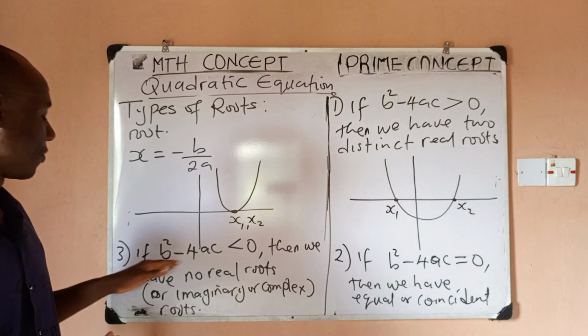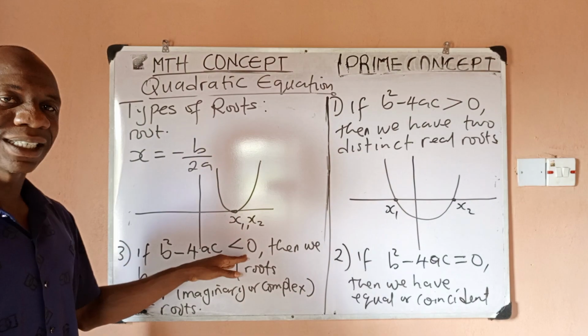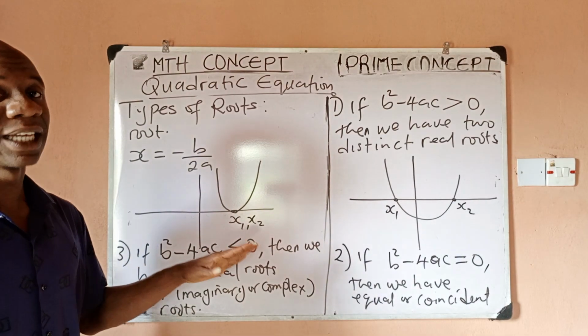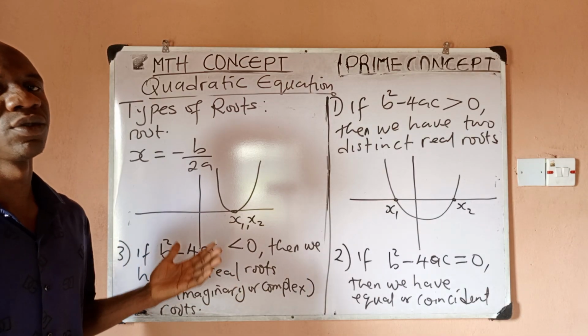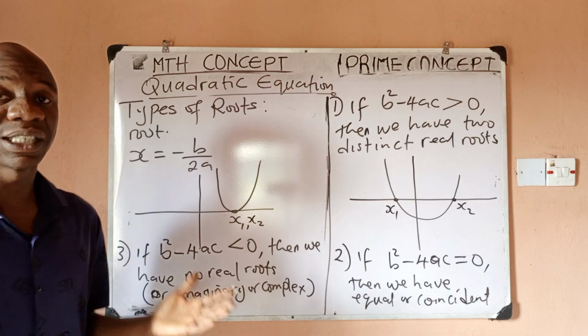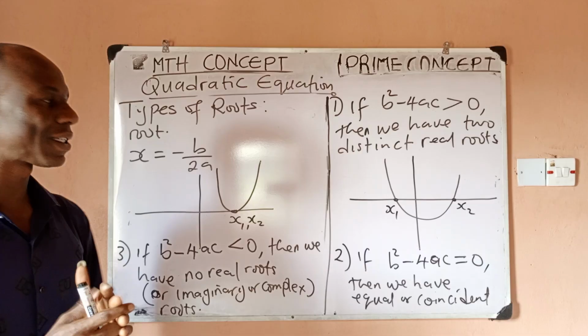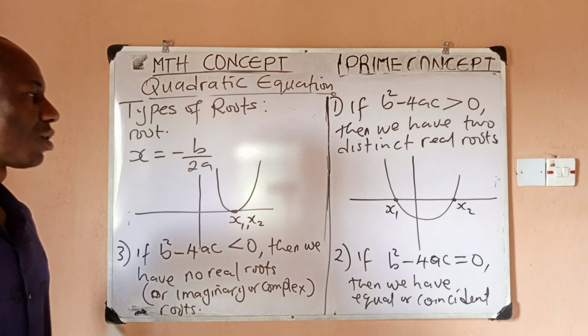So when you have your discriminant to be less than 0, or your discriminant should be negative, it means you have no real roots. Or you say you have imaginary roots, or you say you have complex roots. So that is the third case scenario.